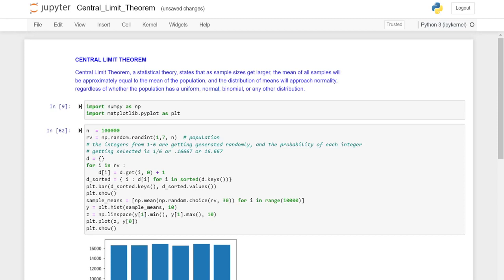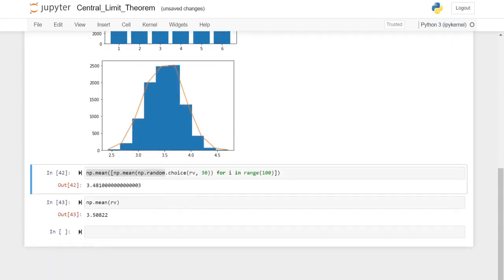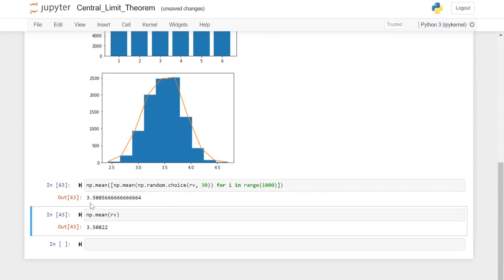What it says, central limit theorem, a statistical theory, states that as sample sizes get larger, the mean of all samples will be approximately equal to the mean of the population. Have we seen that? Yes, we have seen. Here, just see, 3.48, 3.5. What it says? Increase the number of samples, then it will get closer to 3.5.